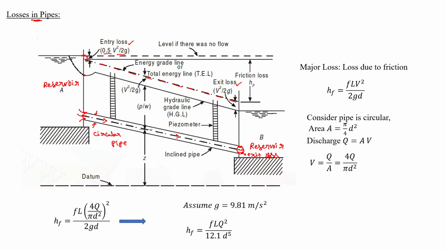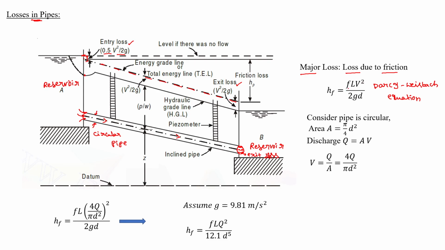major loss. On the right side of the slide, I have written major loss, which is loss due to friction. This will be computed by using Darcy's formula, the Darcy Weisbach equation, which is hf equal to f L v square by 2 g d. Here I think all of you know the terms individually, but maybe I can explain one more time.